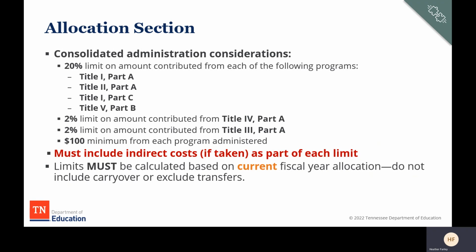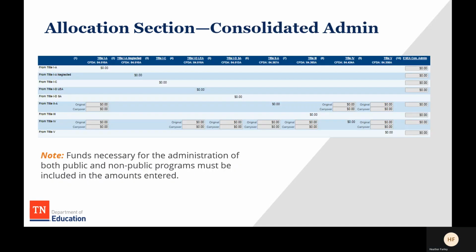And notice something new this year, that it must also include in these percentages the indirect cost if an LEA takes it as part of each limit. And your limits are calculated on your current fiscal year allocation. This is an example of the allocation section, and you will see column 10 all the way over to the right. That is where you will add money if you want to utilize ConAdmin.